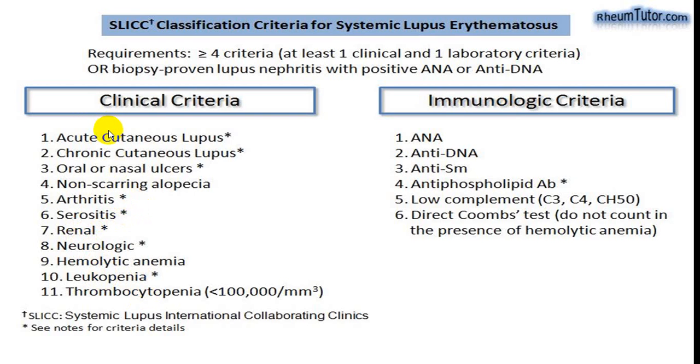So these are 11 criteria on the clinical side, and as far as immunological is concerned, ANA antibody, anti-DNA antibody, and anti-Smith antibody, these three come topmost on the list. Then come anti-phospholipid antibody, low complement levels like C3 and C4, and direct Coombs test in the presence of hemolytic anemia.